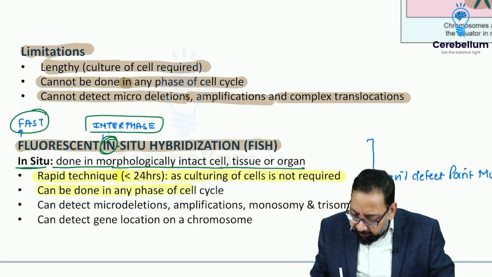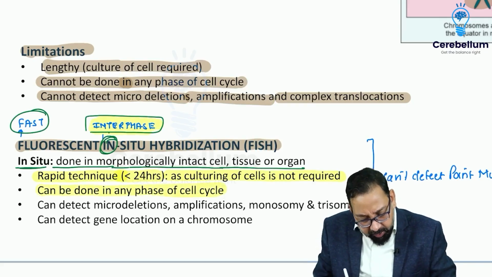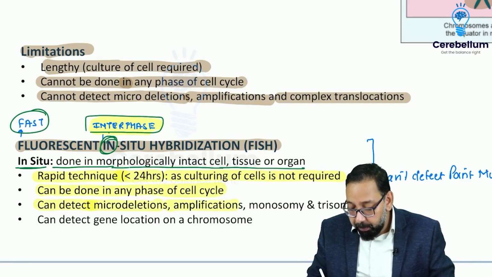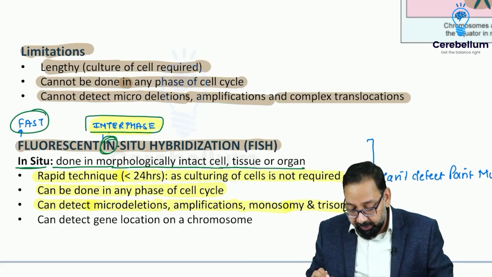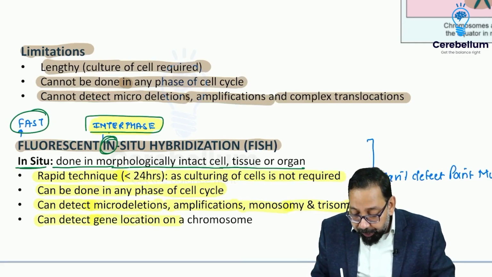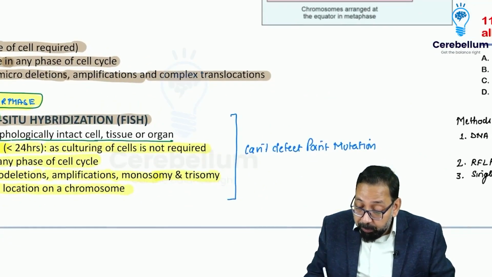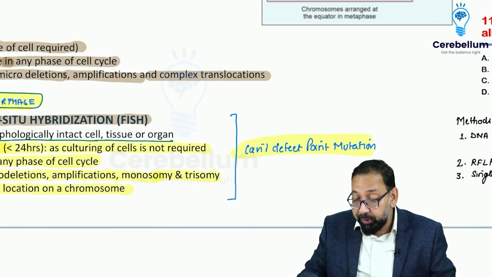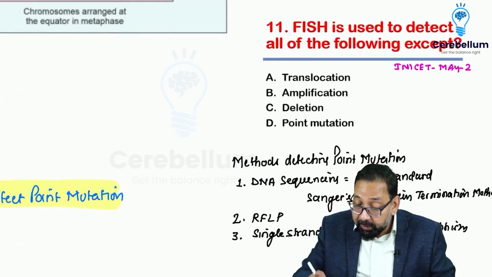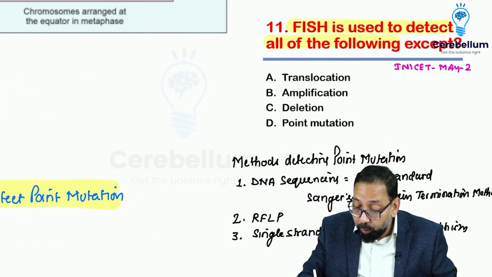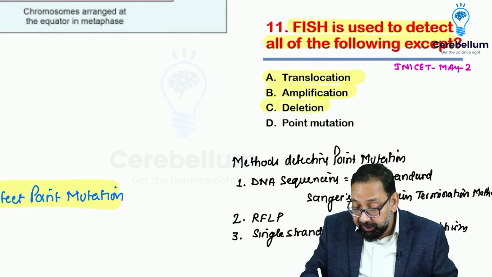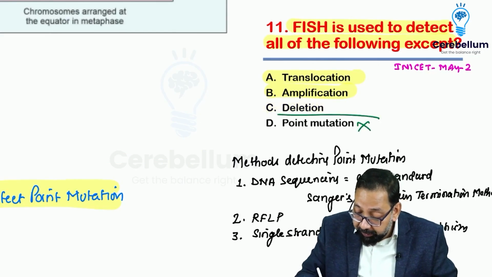It can be done in any phase of the cell cycle, can be done in interphase, and can detect microdeletion, amplification, monosomy, trisomy. It can detect gene location on a chromosome, but FISH can't detect point mutation. Recently asked question in INICET: FISH is used to detect all of the following. It can detect translocation, amplification, deletion, but not point mutation.